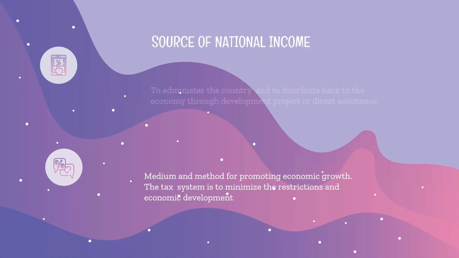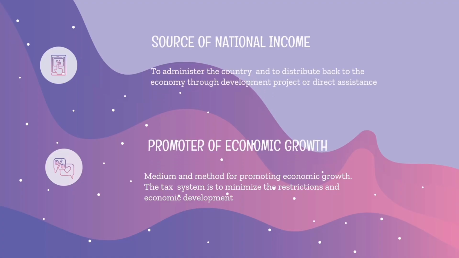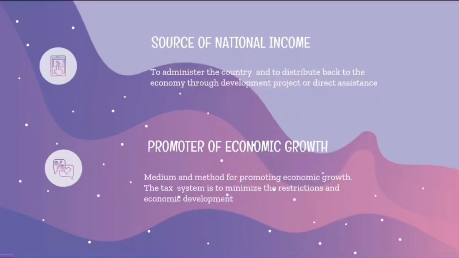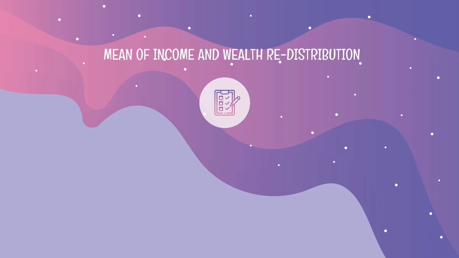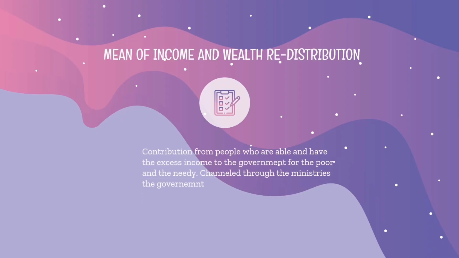The first one is source of national income, to administer the country and to distribute back to the economy through development project or direct assistance. The second one is promoter of economic growth, medium and method for promoting economic growth. The tax system is to minimize the restrictions and economic development. The third one is made of income and wealth redistribution, contribution from people who are able and have the excess income to the government for the poor and the needy, channeled through the ministries, the government.